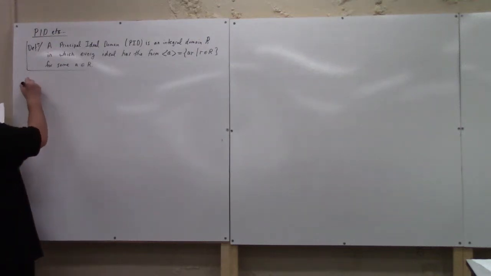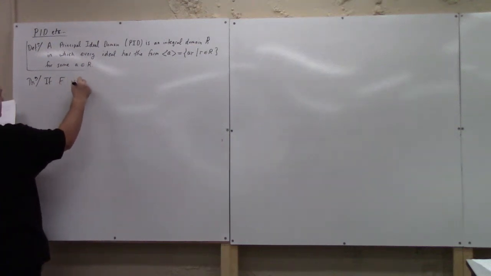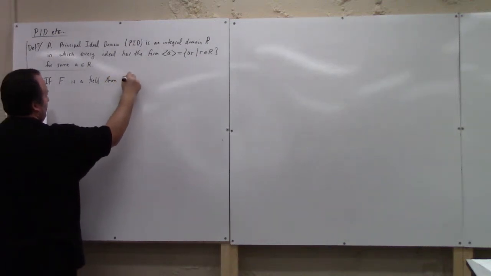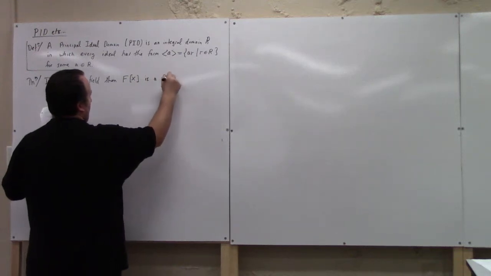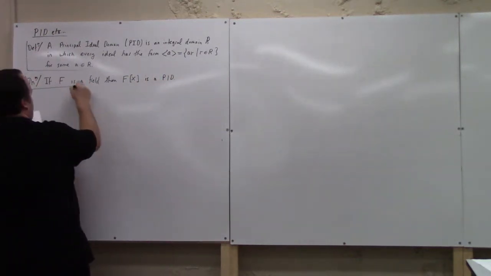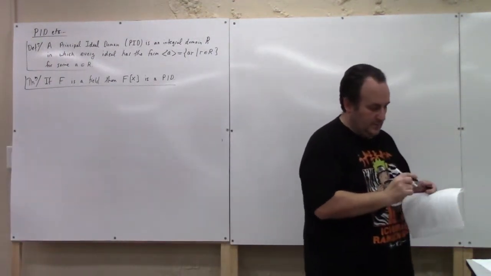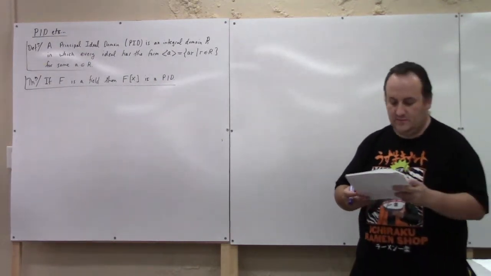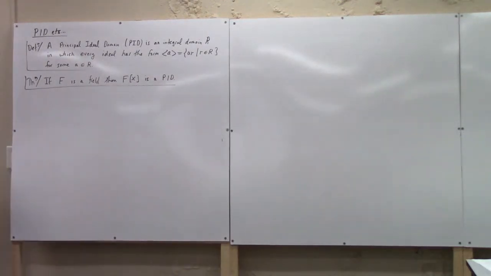Theorem: if F is a field, then polynomials with field coefficients, F[x], is a PID. So this is one of those proofs that's like a good test question. There's a few of these in here. They're not entirely trivial, but they're good test questions. This is one of them. Let's go through it. So, proof.